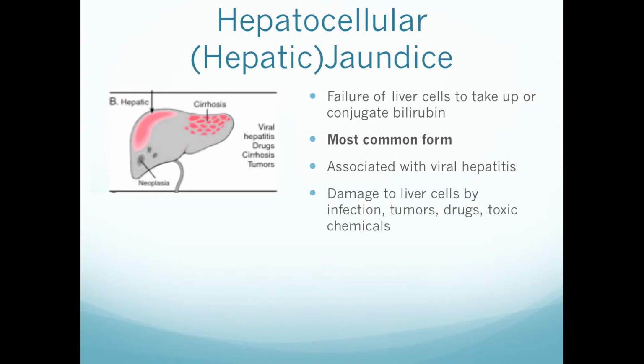In adults, or it could be children too, when there's physical damage to the liver, either by infection, tumors, drugs, or different chemicals that are hepatotoxic, you damage the hepatocytes and their ability to conjugate bilirubin or to make the bile. Again, you see this mild transient form seen in newborns, and it affects 1 out of 2 newborns.